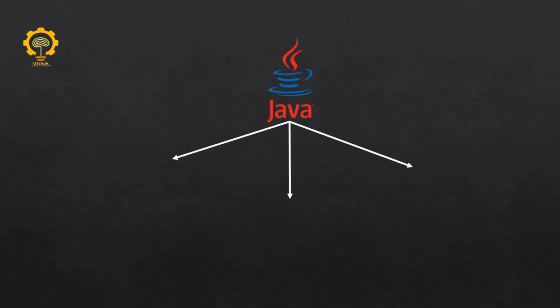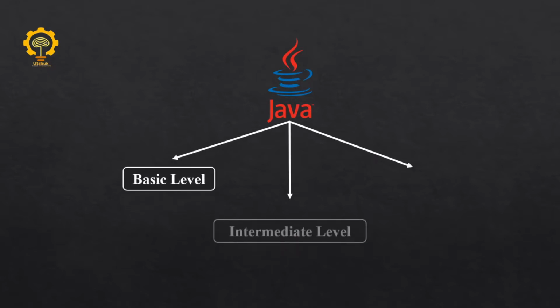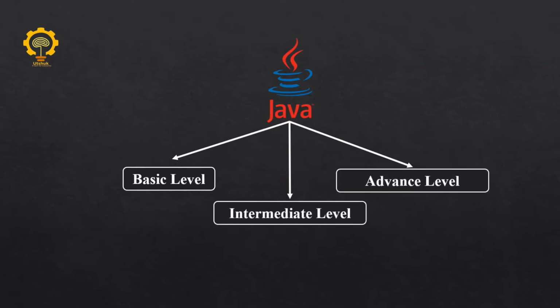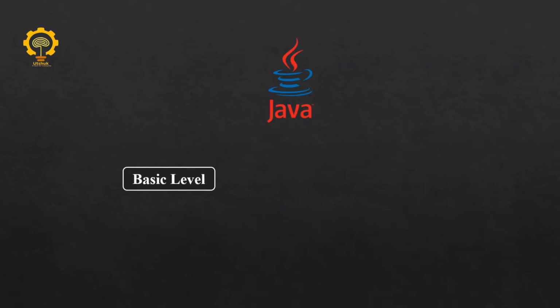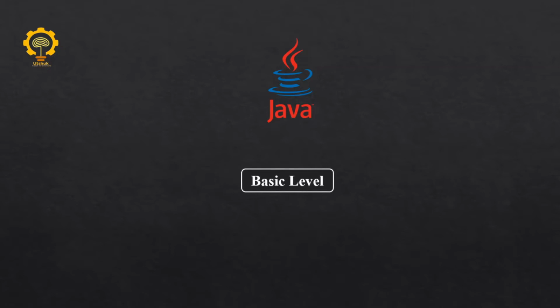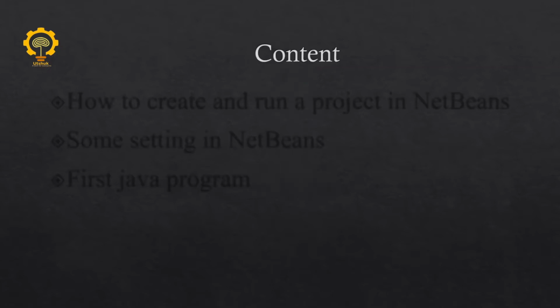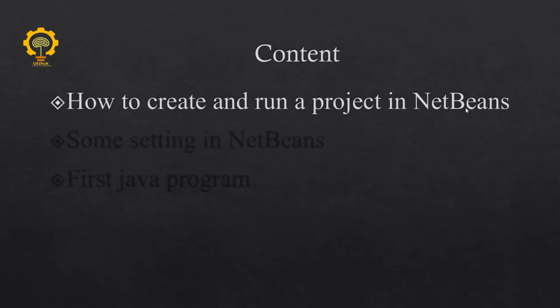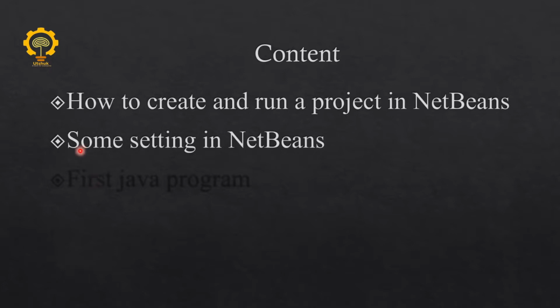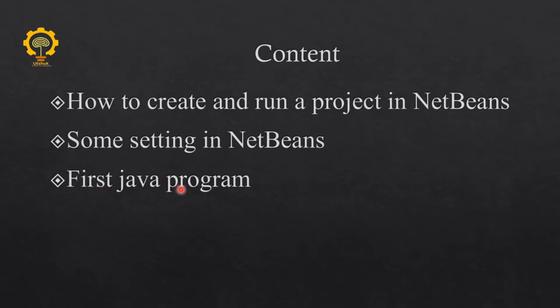So in the previous section, I have already decided that I'm gonna categorize the Java tutorial into three categories, that is basic, intermediate and advanced. So let's move with the basic level of Java programming language. In this tutorial session, I'm gonna cover how to create and run a project in Netbeans. After that, we will look through some settings in Netbeans and we will write the first Java program.